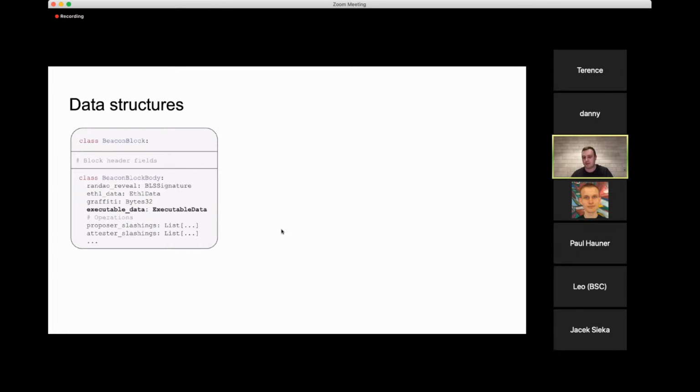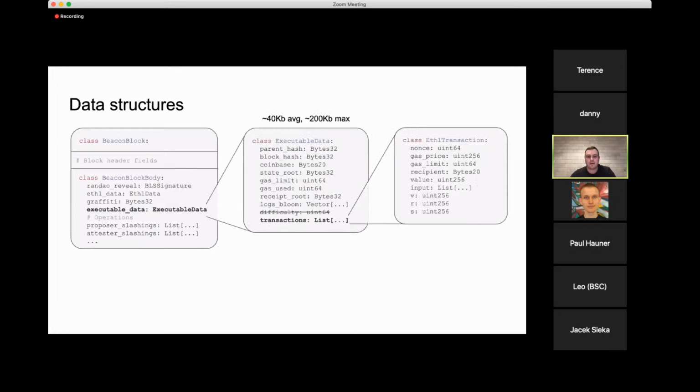Okay, so the executable data, if we take a closer look into it, is just several fields, almost all fields of basically an Eth1 block. Executable data doesn't include the fields that are related to the Eth1 consensus. It also doesn't include an extra data field. We can also see some leftovers like difficulty here. It's going to be removed. Don't pay much attention to it.